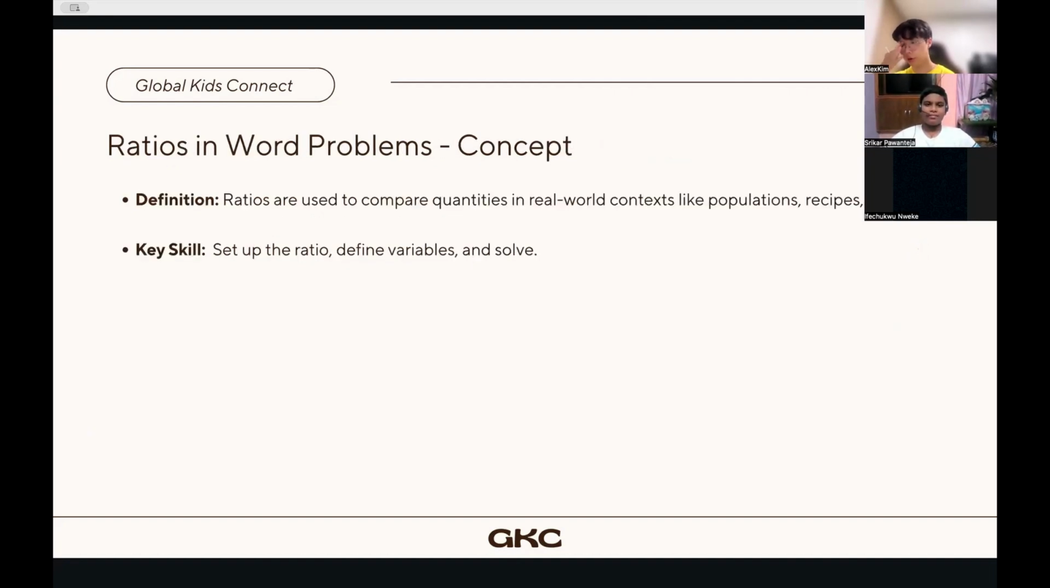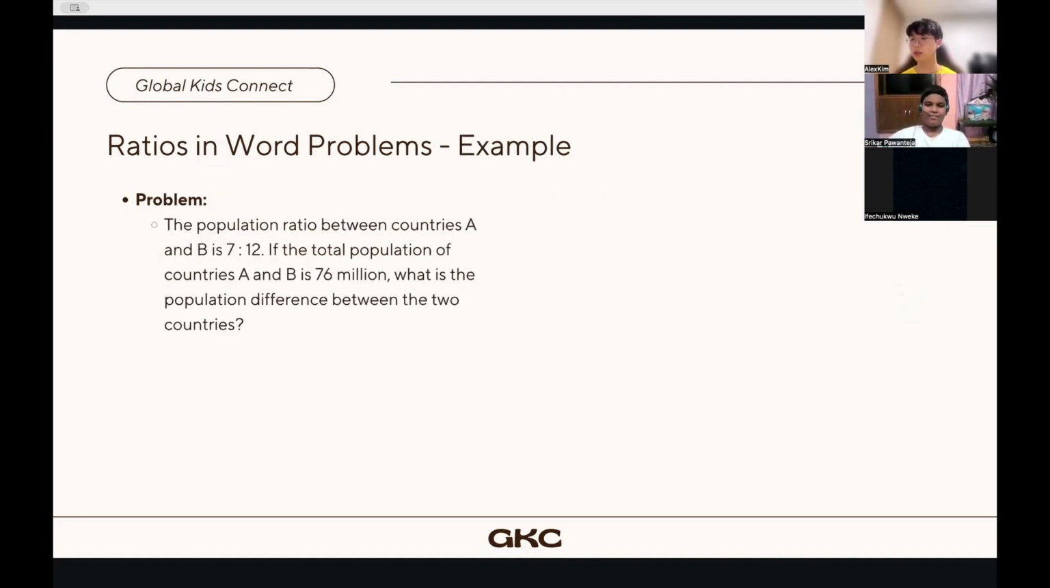And so our third concept of today is regarding ratios in word problems. Ratios are used to compare quantities in real world contexts like populations, recipes, or rates. We'll take a look at a couple of context questions. Some key skills are to set up the ratio, define variables, and solve. Basically, what we did until now is the same, but the problems will be a tad bit more difficult because we have to analyze a context. But they won't be too different, so we'll take a look right away at our first example problem.